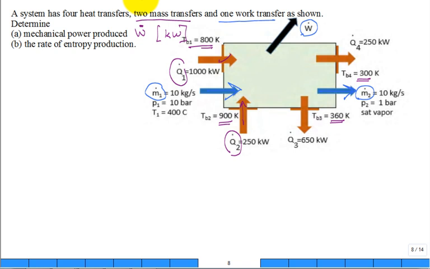Part B, the rate of entropy production. That's what they want me to calculate. Do they want me to calculate dS CV dt? Do they want me to calculate sigma dot CV? Do they want me to calculate Q dot over TB plus M dot S1 minus S2? Or do they want me to calculate, I can't think of any others, A, B, or C?